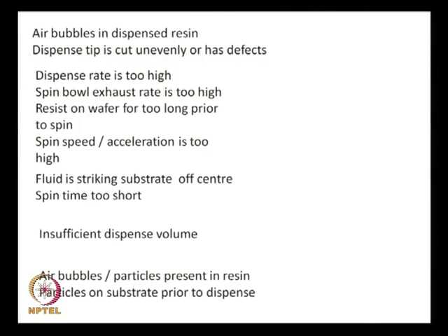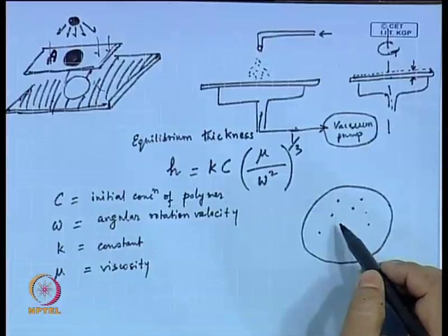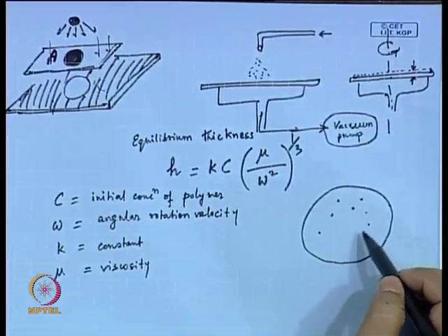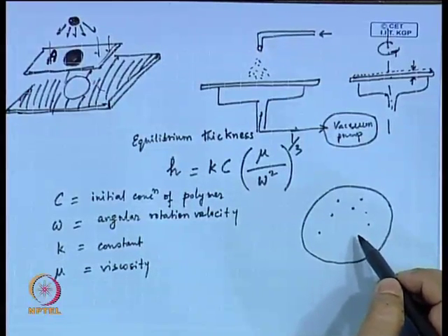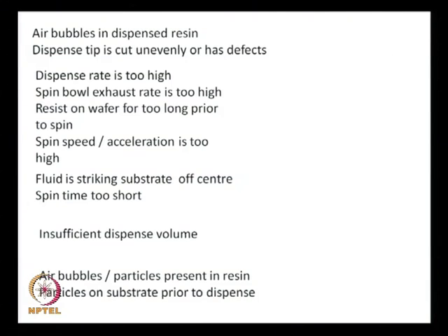The next point is, if the dispense rate is too high, or spin bowl exhaust rate is too high, or resist is on the wafer for too long prior to spin, or spin speed or acceleration is too high, then you will see some amount of uneven distribution of this resist material on the substrate. So, these parameters need to be taken care of.